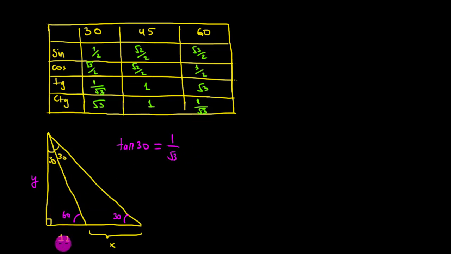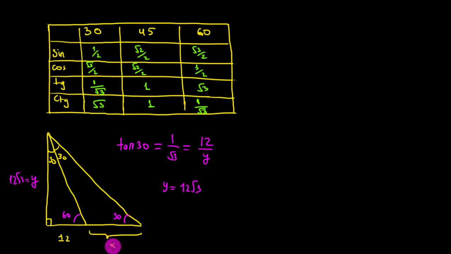tangent 30, it is opposite over adjacent, yeah? So opposite is 12, adjacent is y. So y would be equal to, using the proportion, 12 root 3. So this is 12 root 3.